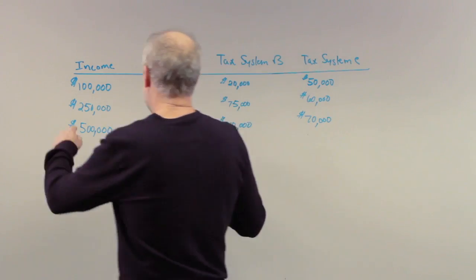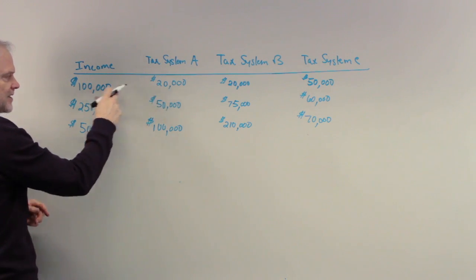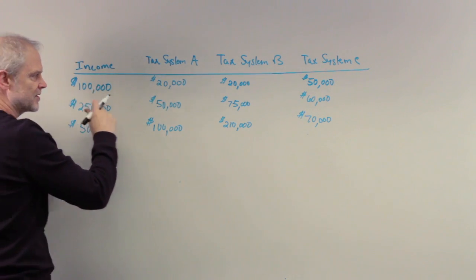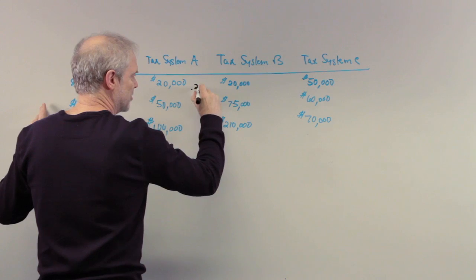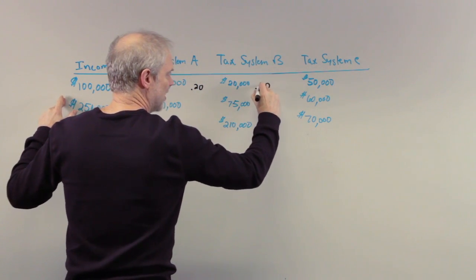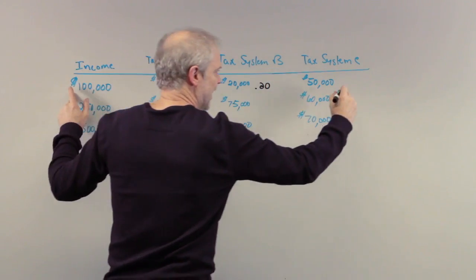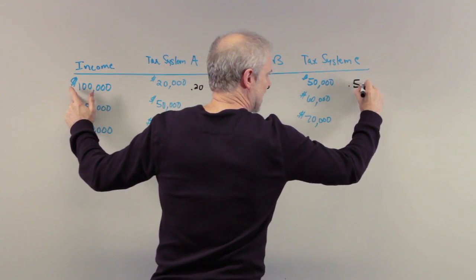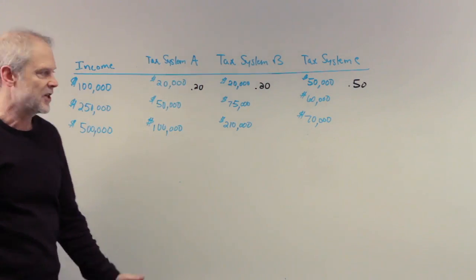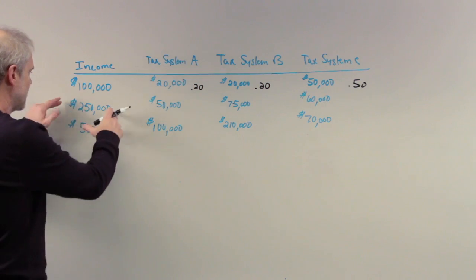So we know that in tax system A, if you pay $20,000 in taxes on an income of $100,000, you've paid 20%. In tax system B, you've paid 20% as well. And in tax system C, you've paid more. You've paid 50 over that, and that's 50%. Now, that still doesn't give us the answer because we don't know whether everyone's paying 50% or something. So now we have to go to the next level.